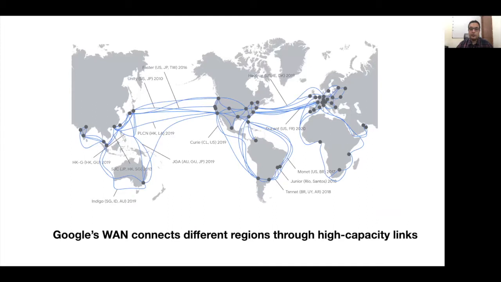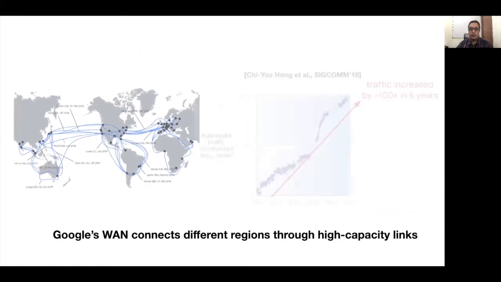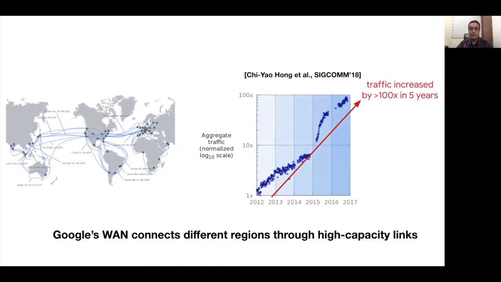Cloud service providers are investing in high-capacity WANs to connect the data centers. For example, this picture shows some of the links comprising Google's WAN. The rates on the links show how rapidly the network has been growing. The growth in infrastructure is motivated by the exponential growth in traffic demand. This figure shows one of the results reported by Google in the B4 paper a couple of years ago. The figure shows that WAN traffic demand increased by 100x over the period of 5 years.